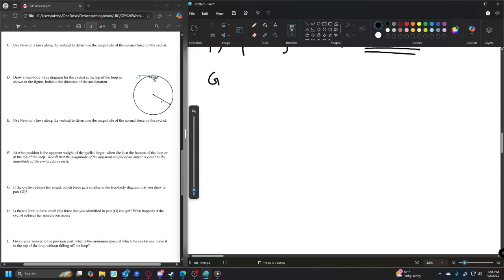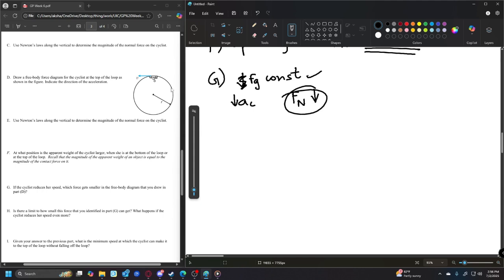Now moving on to part G, we have, if the cyclist reduces her speed, which force gets smaller in the free body diagram that we drew in part D? So which is at the top. So again, Fg is a constant because g is a constant. And by reducing the speed, the only thing that's going down is a_c. a_c is reducing its value, so the only thing that is going to reduce its magnitude would be the normal force. Normal force reduces when the cyclist reduces her speed, or his speed.